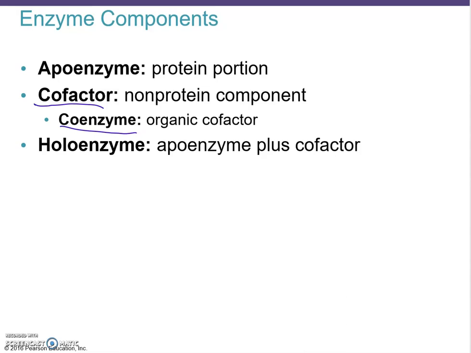So when we put it all together, the apoenzyme, that's just the protein portion of the enzyme, may or may not need cofactors. There could be either an organic cofactor such as a vitamin, or it could be a non-protein component such as a metal ion like iron or zinc. When you put these two together, the apoenzyme plus any cofactors, we have the holoenzyme, the entire enzyme.